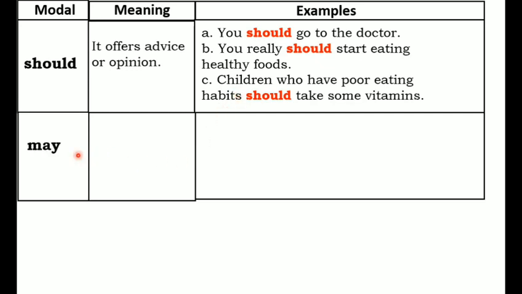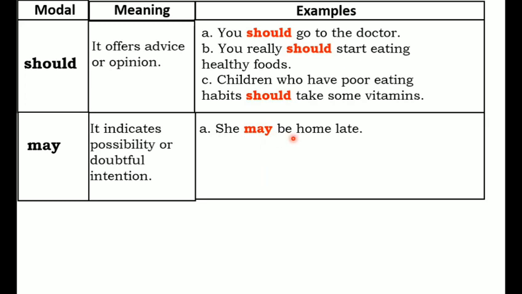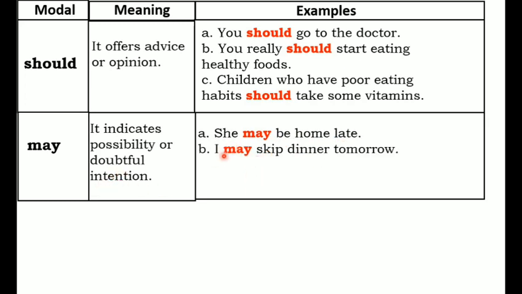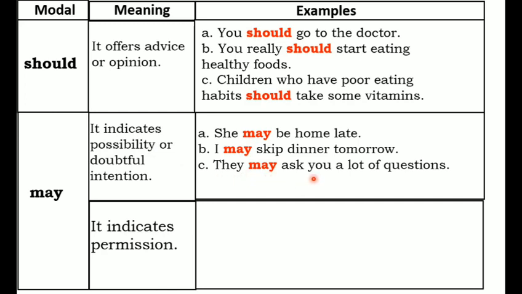Next, may means it indicates possibility or doubtful intention. Example, she may be home late. This is a doubtful intention. I may skip dinner tomorrow. This is an intention. A possibility. And they may ask you a lot of questions. Okay, another possibility.